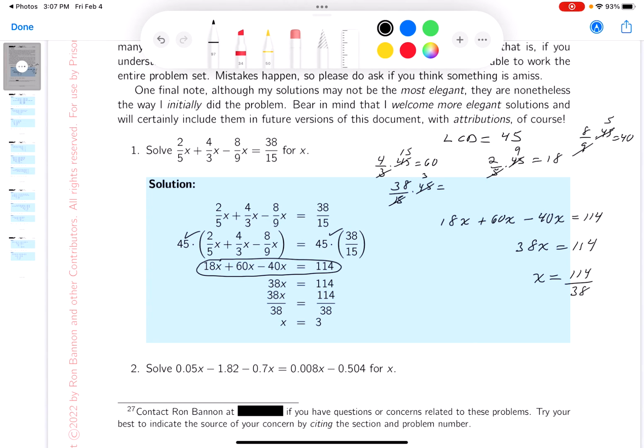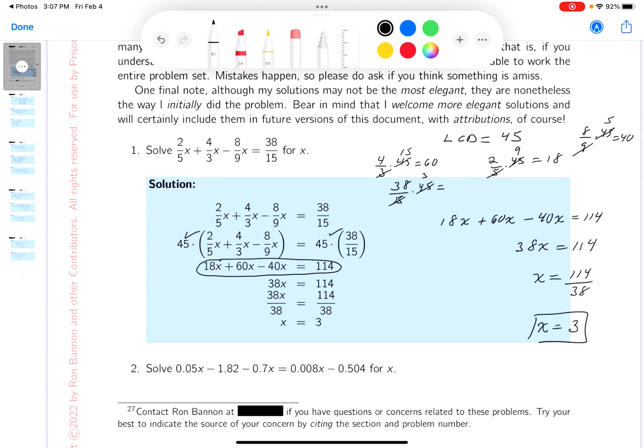And I'm pretty sure you kind of remember me doing this. It's something to do with the number 38, 114, right? And what do you get over there? It goes in 3 times. That's my answer. Now, I realize this might seem retentive to you, but you could check it.